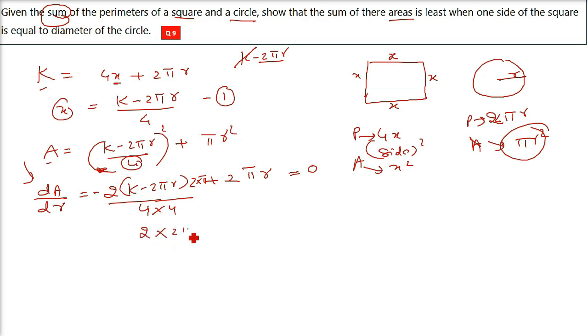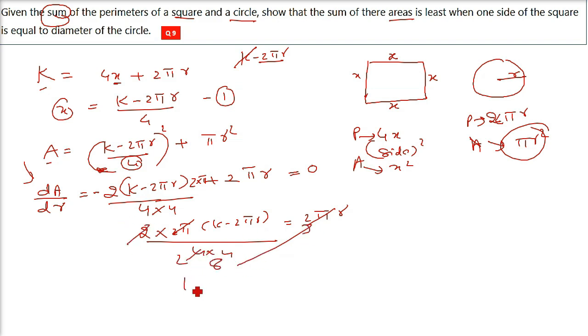So when we equate it to 0, one side you can write it as 2 into 2 pi into k minus 2 pi r. The other side it will be 2 pi r. Now you can just cancel these things out, and you can have a relationship of r with this k. There is a relationship which tells us there can be certain critical points. This differentiation equal to 0 is all about finding out the critical point. But we have a relationship here.